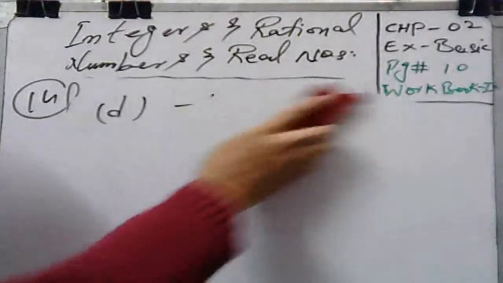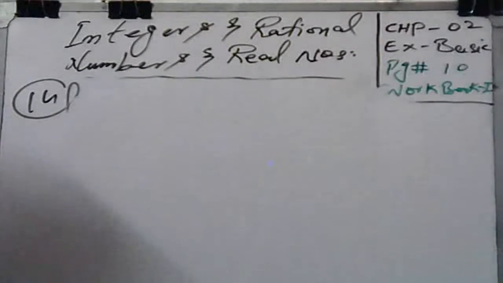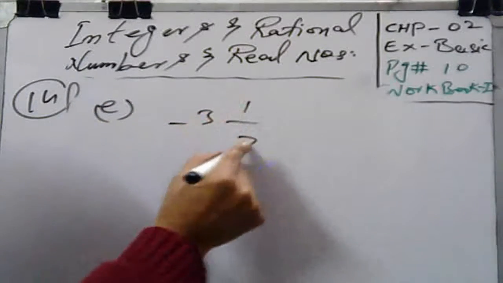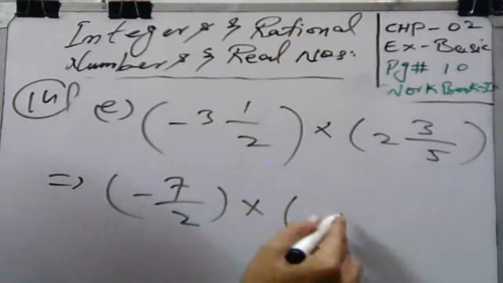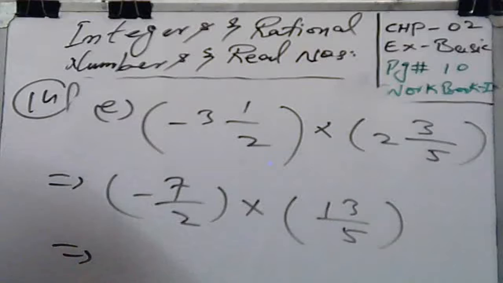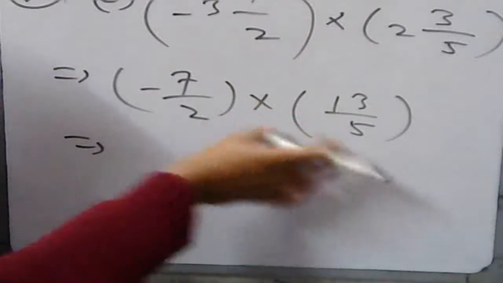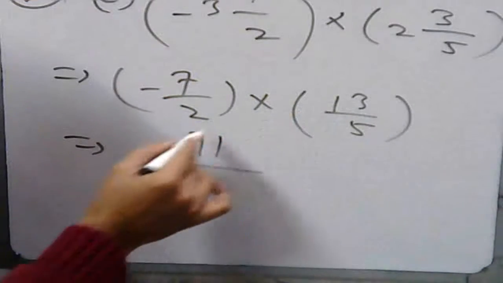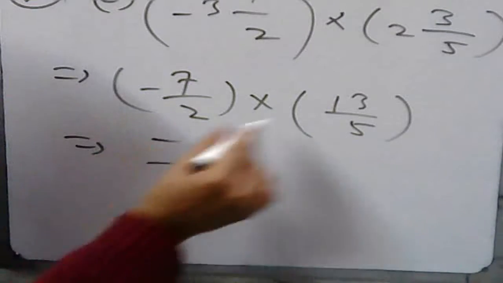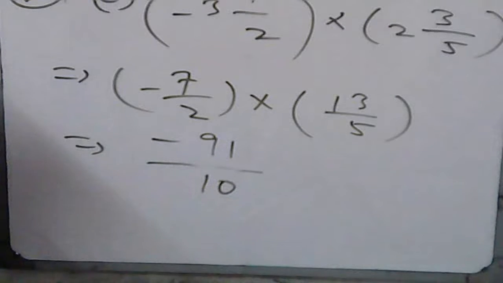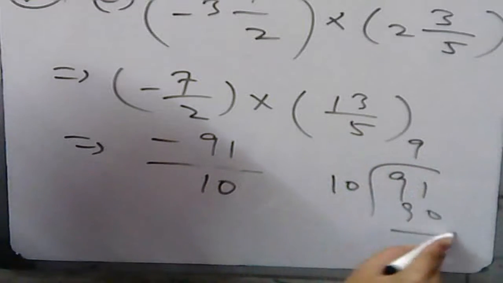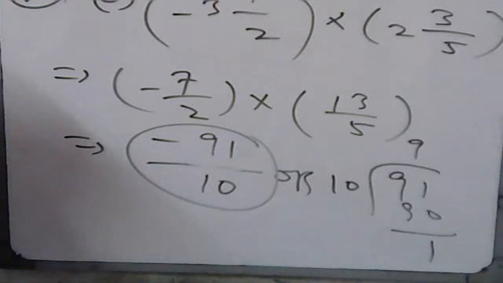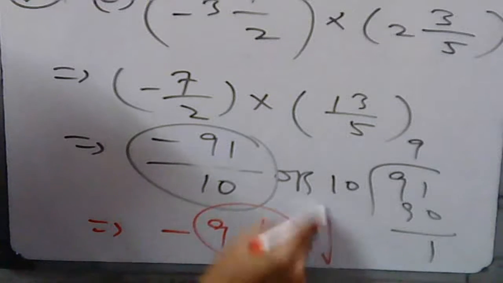Similarly, in E part, minus 3 whole 1 by 2 multiplied by 2 whole 3 by 5. 3 twos are 6, 7 by 2, 5 twos are 10, 13 by 5. Try to cancel with each other, but the cancellation law cannot be applied. So multiply numerator with numerator and denominator with denominator: minus 13 sevens are 91, 5 twos are 10. That is your required result. Or in whole number you can say 91 is divisible by 10, 10 nines are 90, so 1. So you can say minus 9 whole 1 by 10 is your required result.